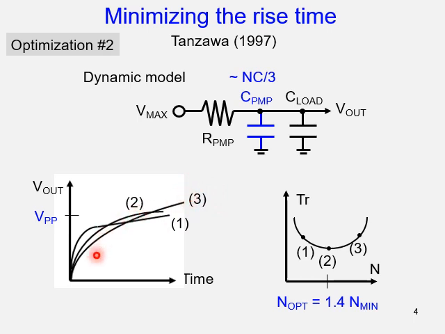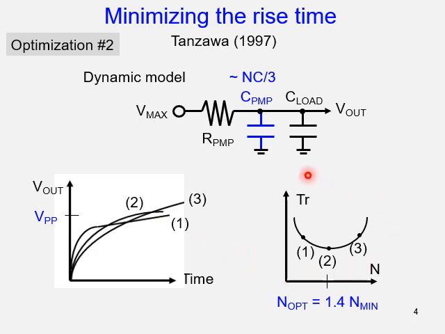And the number 3 case has larger n but smaller C, and so number 3 has the highest final voltage. However, the rise is the slowest curve. And so if you have the target VPP here, then this number 2 must have the minimum rise time.